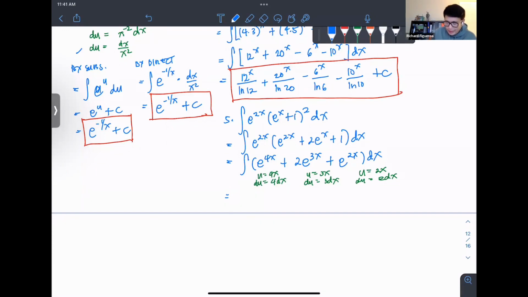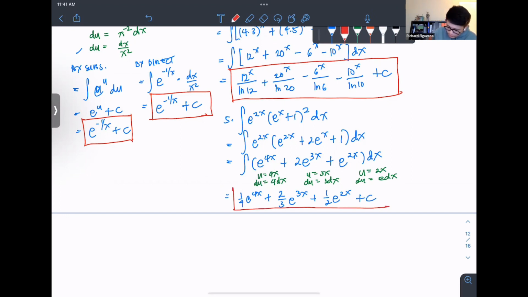So I can write directly the answer here, no? So this would be 1/4 e^(4x), and plus we still have 2 multiplied with 1/3, so 2/3 e^(3x), and then plus 1/2 e^(2x) plus c. And that is number 5.